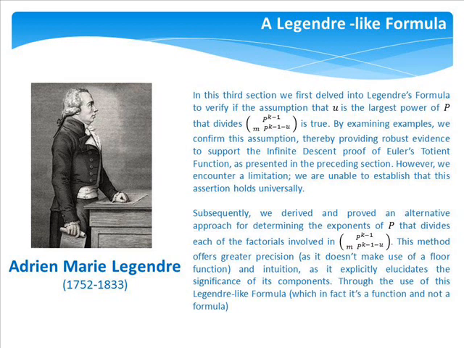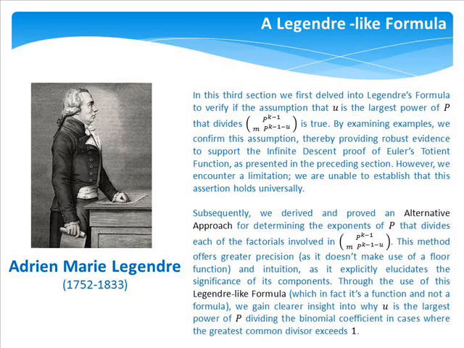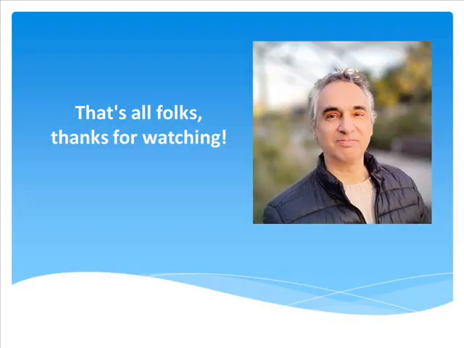Through the use of Legendre's like formula, which in fact it's a function and not a formula, we gain clearer insight into why u is the largest power of p dividing the binomial coefficient in cases where the greatest common divisor exceeds 1. That's all, folks.